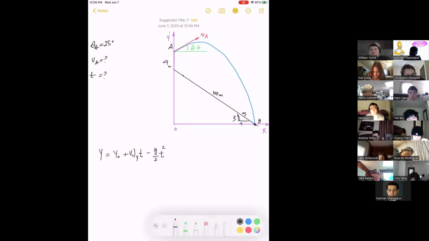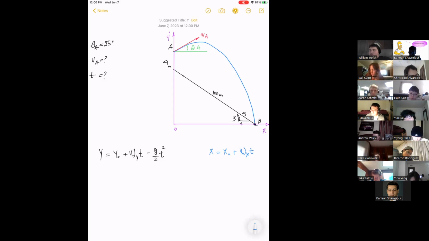And for X, I'm going to write it with blue. We had X0 plus V0X times T. Correct? Okay. Now, remember, the point 0 is technically this point A, right? And the final point is B. So we are talking about this point and this point.